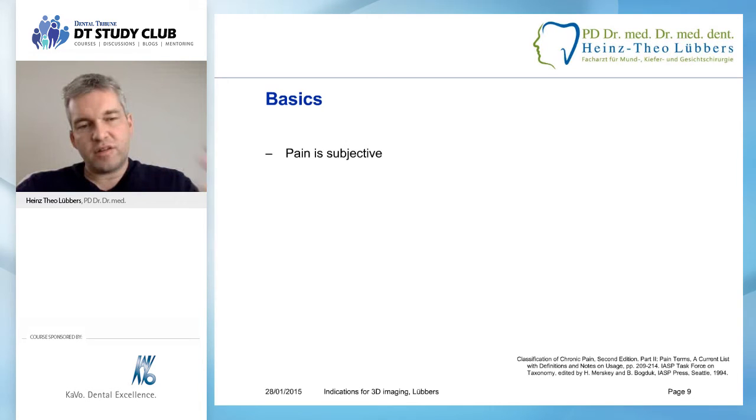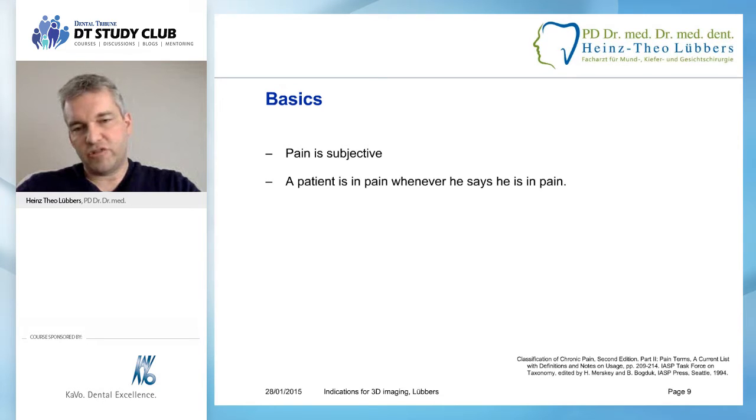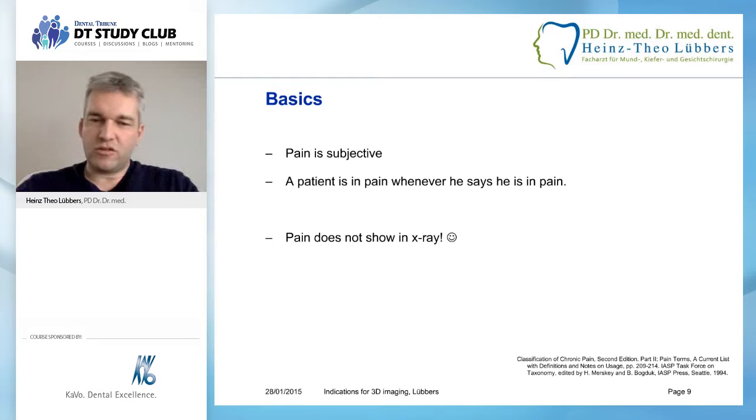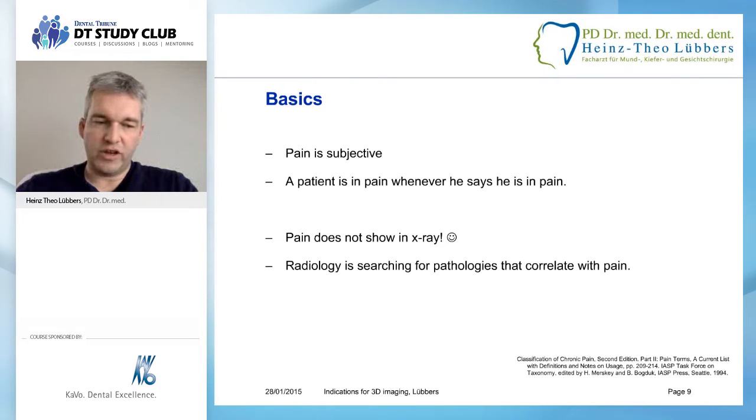So some other basics. Pain, let's take a patient with pain. Pain is subjective, and a patient is in pain. That's the definition whenever he says he is in pain. Pain does not show on an X-ray. Like a lot of clinical symptoms, we actually don't see the pain in the X-ray, of course. What we are looking for is some pathology that correlates with the pain. So a pathology we know correlates with the pain the patient has.